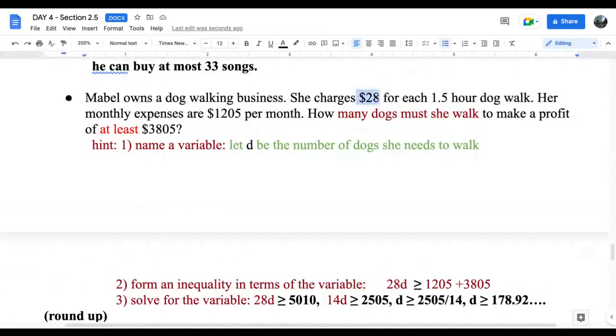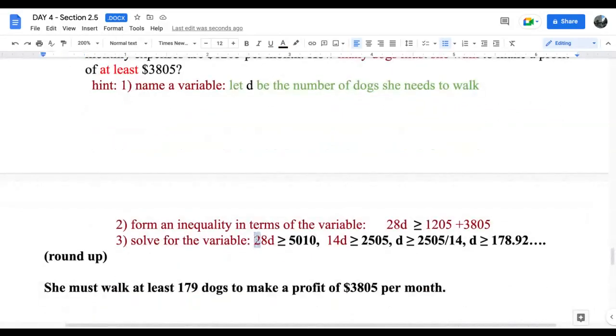So $28 for one, well, let's not care about 1.5, right? So one and a half hours dog walk, we don't really care at this moment. We only care about how many dogs. So $28 times the number of dogs. Each dog costs $28. So 28 times the number of dogs she walks, that would be how much money she makes. And her expenses monthly is $1,205.